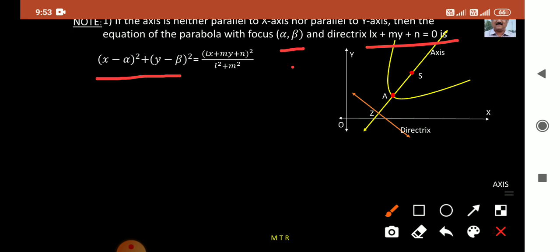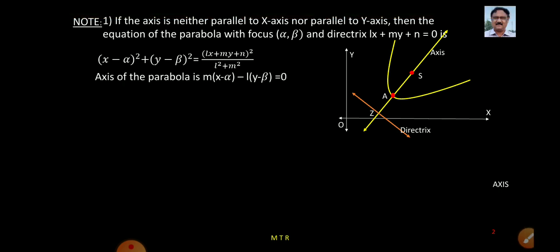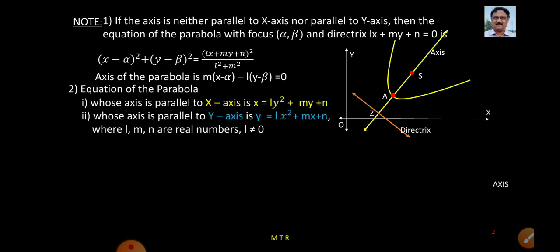This is simply nothing but, by using the definition SP/PM = 1, the locus of P is the equation of the parabola. Okay. So here the equation of the axis of the parabola is simply M(x − α) − L(y − β) = 0, because the directrix is perpendicular to the axis. Okay. This is a special condition.